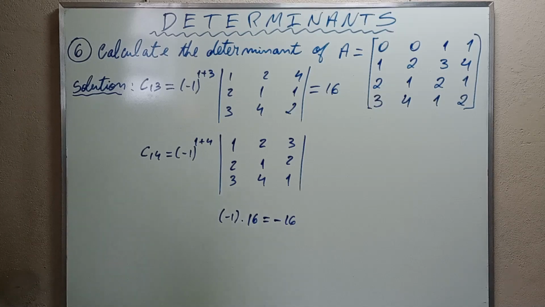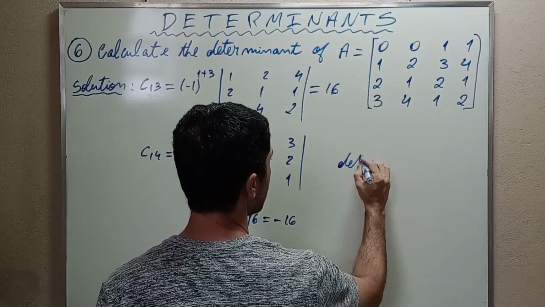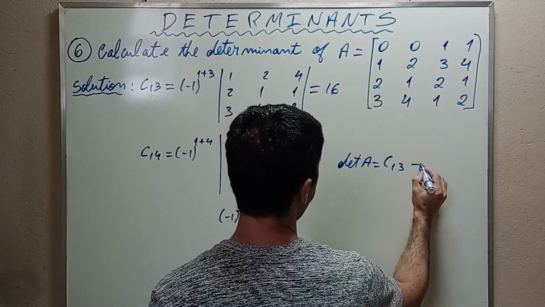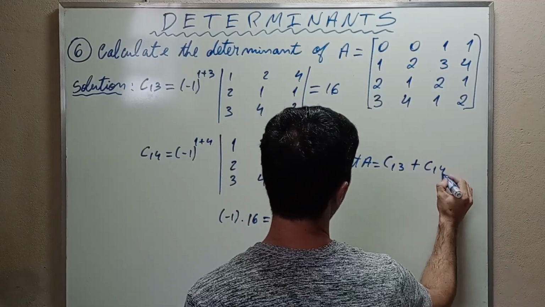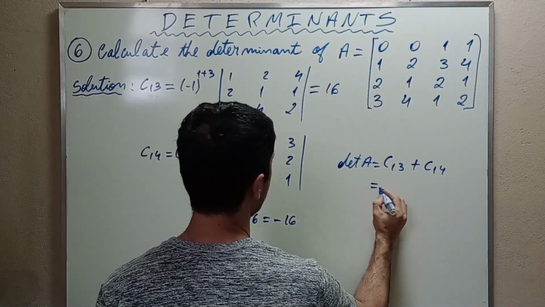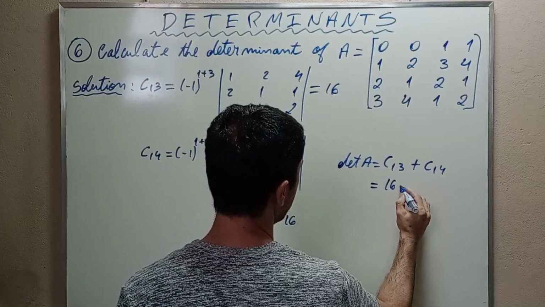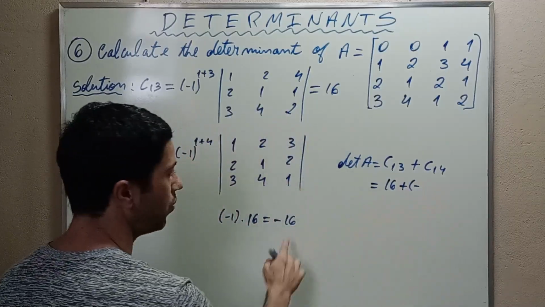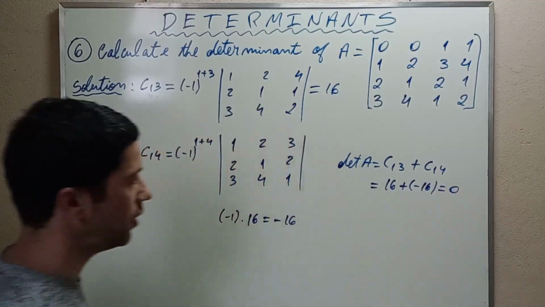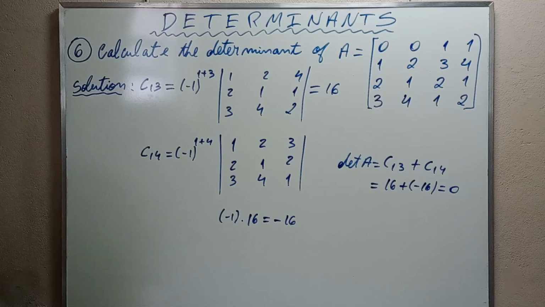Consequently, the determinant of the original matrix is equal to C13 plus C14. Alright? C13 is equal to 16, and C14 we just calculated and we found -16. And this determinant is equal to 0. Alright, my friends? And this is all for exercise number 6. And this is all for this video.